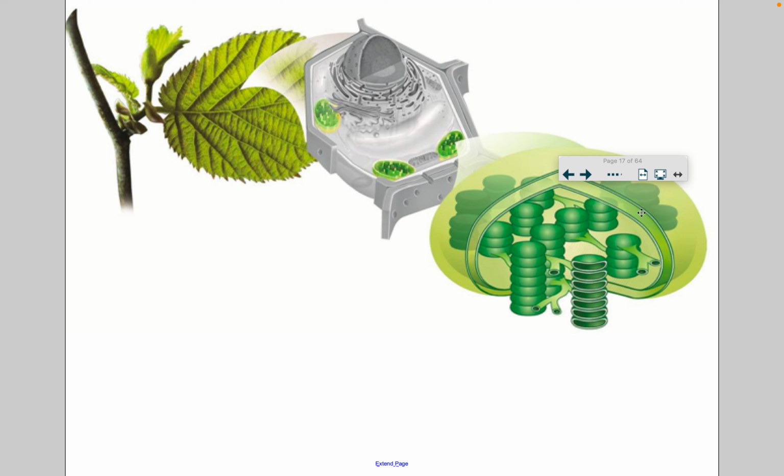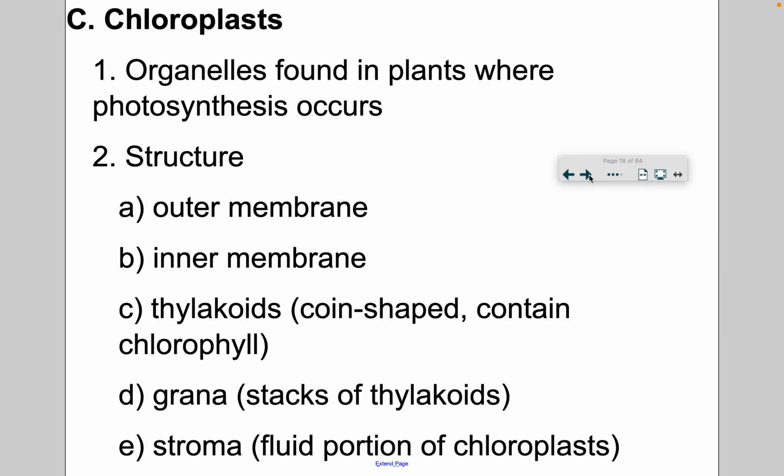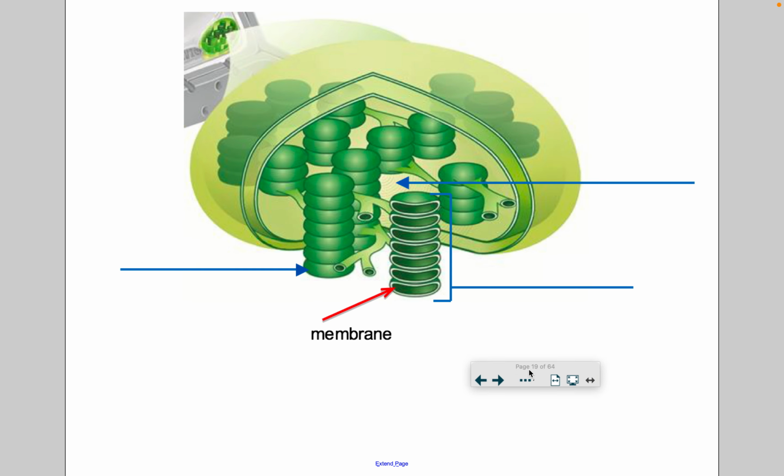So I'm going to go back: outer, inner. Each one of these is a thylakoid. You stack them together, you get grana, and then everything outside the thylakoid, but still within the chloroplast, is called the stroma. So review, right? A stack of thylakoids is the grana. This is the thylakoid membrane. Granum. Each one of these individual discs is a thylakoid. And then out here we have the stroma.